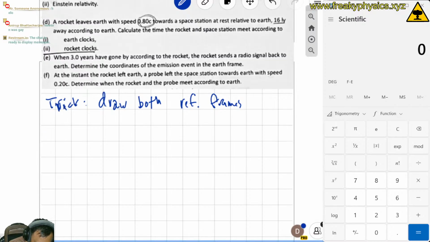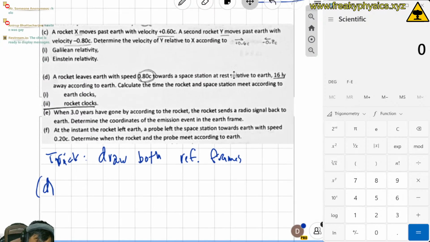Let's do it for D. Okay, so you have our... Oh, hold on. Let's not do D yet. Let's do C. Okay. So in C you have a rocket. So what is going to be the thing? We're going to do the two things. This is from the point of view of the rocket, so from Earth first.